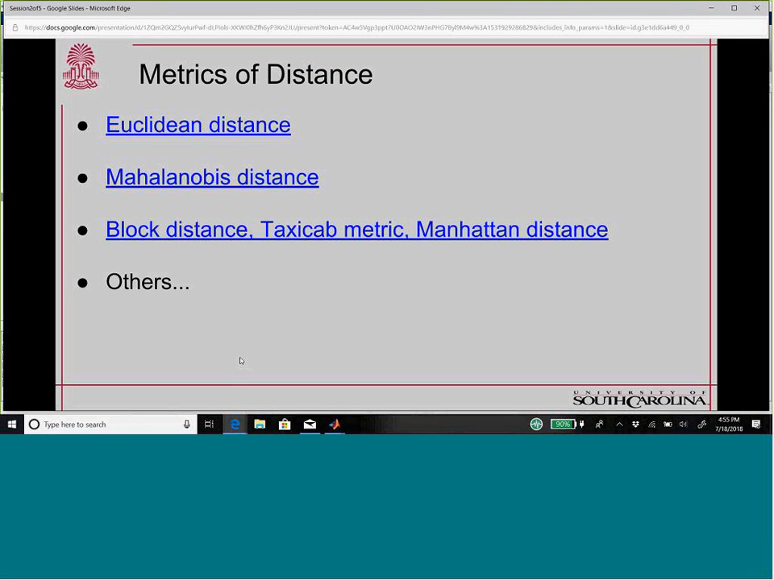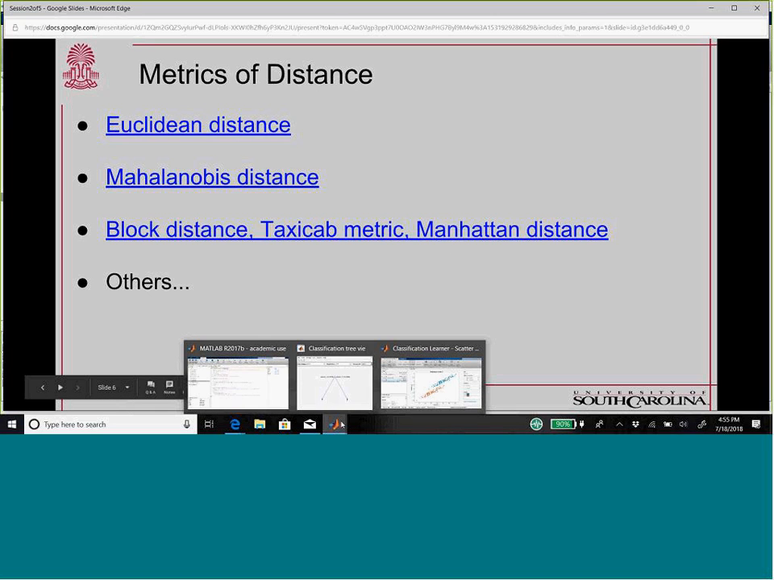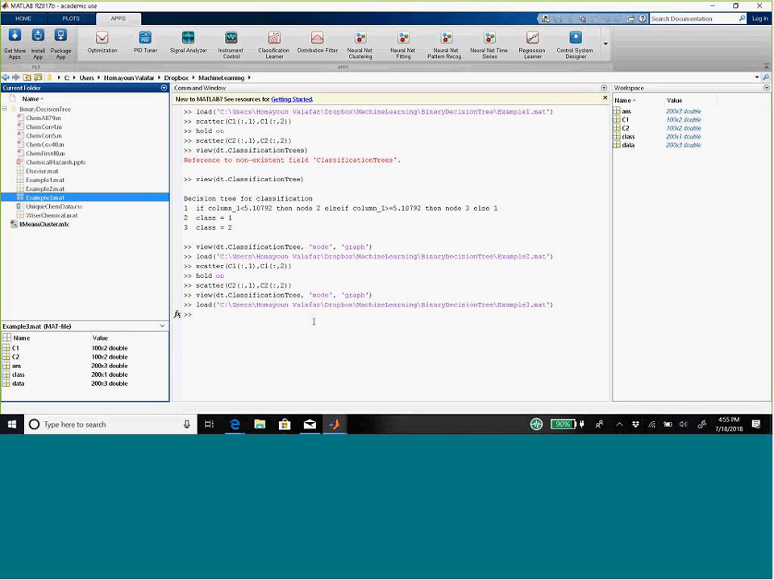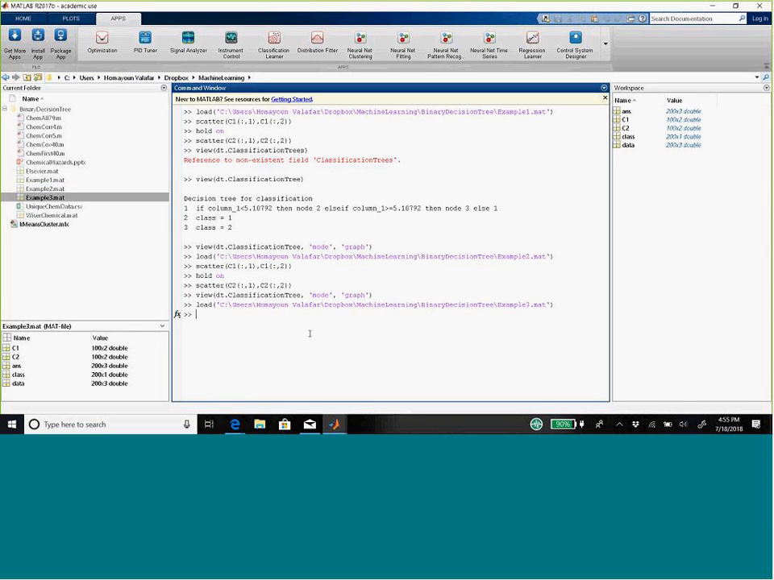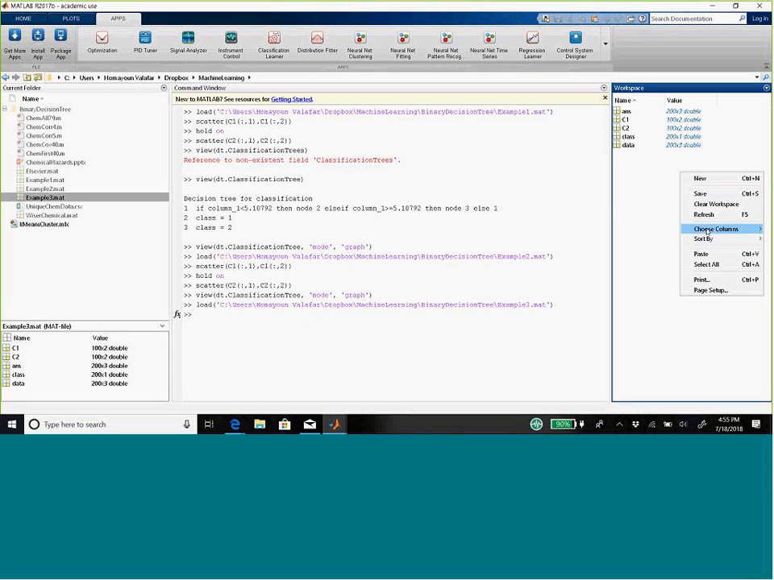Things that I want to show are Euclidean, Mahalanobis, and block distance. We're going to run out of time and I don't want to extend this, so I'll explain each one of these in detail next time. But I'm going to go back to my examples here. I want to select my goal 2.